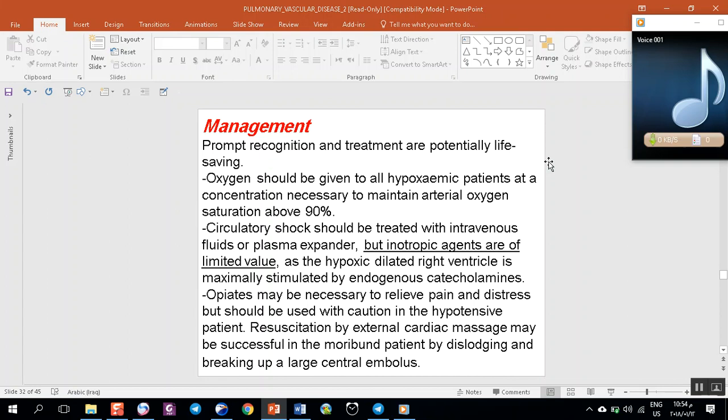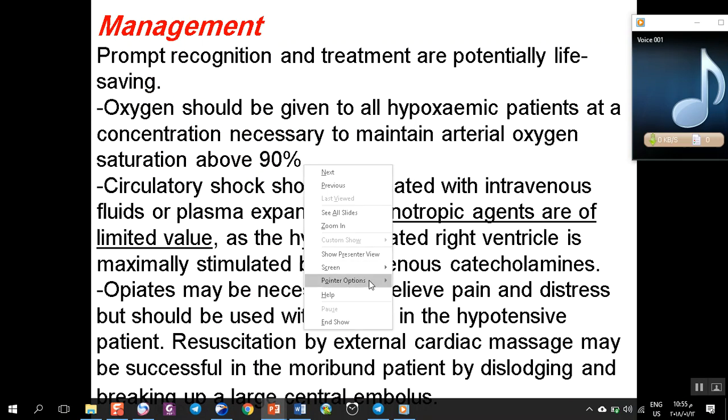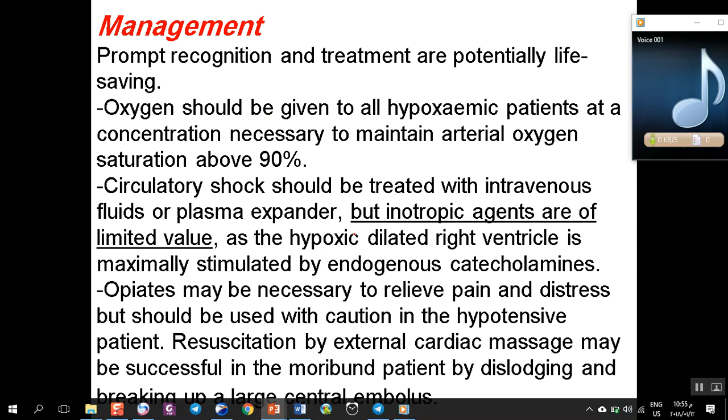The drug used is an inotropic agent. When you go to drugs, they have positive inotropic effect and increase contractility. Drug with positive chronotropic effect increases heart rate.